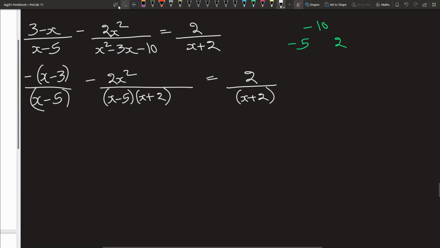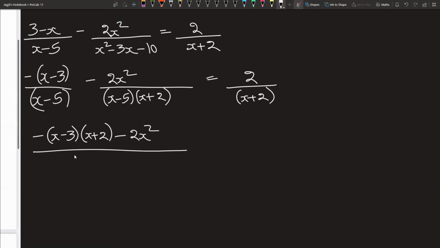Perfect. Now, guys, again, just focus on the left-hand side for now. We want to get the common denominator. Look, I have x minus 5, x minus 5. That's common already. The only thing this first term is missing is x plus 2. So you take x plus 2 and you multiply it with the top, obviously with the bottom as well, right? So it's going to become minus x minus 3 times x plus 2. And this term has both of them already, so we don't need to do anything. Minus 2x squared. And now my common denominator is x minus 5 times x plus 2. And that is equal to 2 over x plus 2.